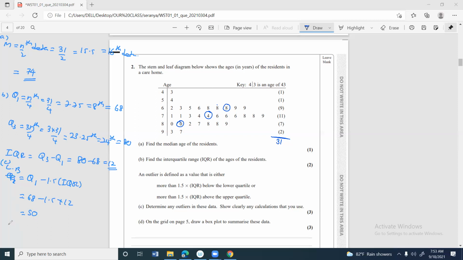Then the upper boundary is Q3 plus 1.5 times IQR. Q3, according to this one, is 80. 80 plus 1.5 times 12 is 98. Yes, it turns up to 98. Right. On the grid on page 5, draw the box plot to summarize the data.